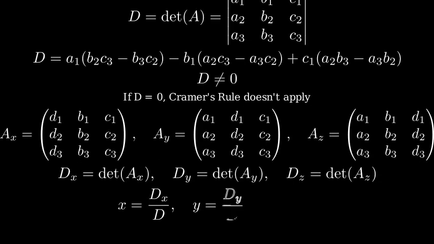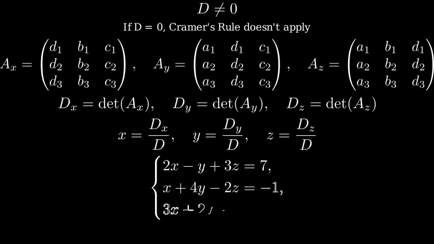The value of x is D_x divided by D. The value of y is D_y divided by D. And the value of z is D_z divided by D. This gives us the unique solution to our system of equations. Let's now work through a numerical example to solidify our understanding of Cramer's rule.